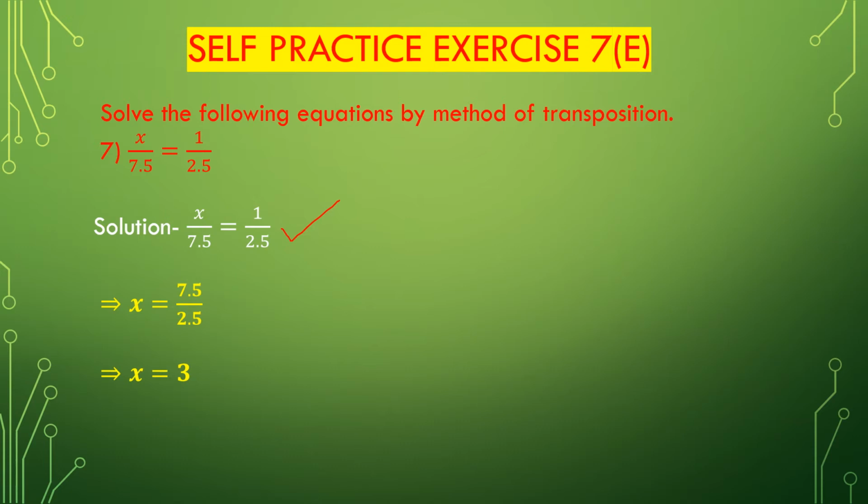X divided by 7.5. So this 7.5 transposed to the right hand side, then it will be 7.5 multiplied with 1 divided by 2.5. This division will be changed to multiplication. Then x equal to 7.5 divided by 2.5. X equal to 7.5 divided by 2.5 is 3. Then x equal to 3. So value of the variable x is 3.